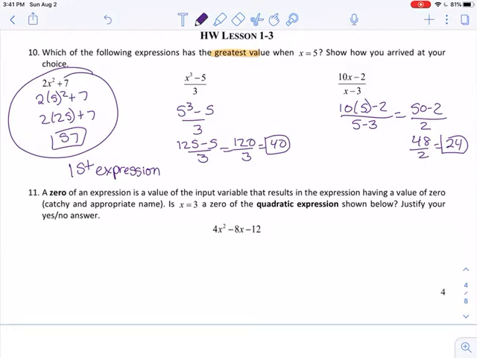In 11, a zero of an expression is a value of the input variable that results in the expression having a value of 0. Catchy and appropriate name. Is x equals 3 a zero of the quadratic expression shown below? Justify your answer with a yes or no.